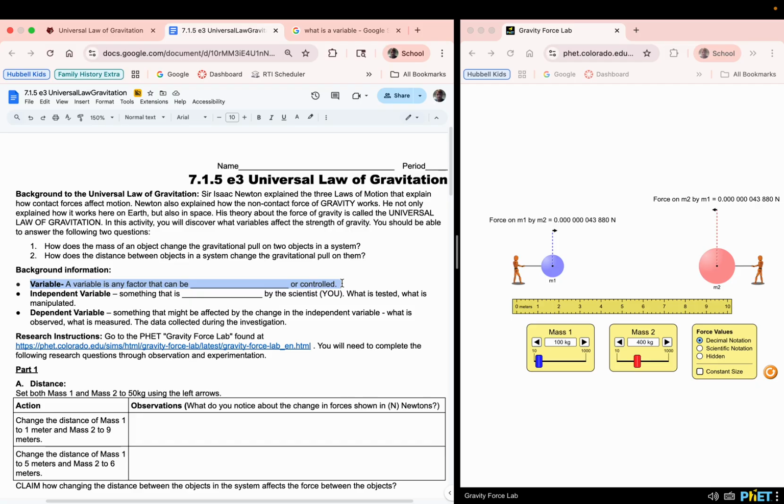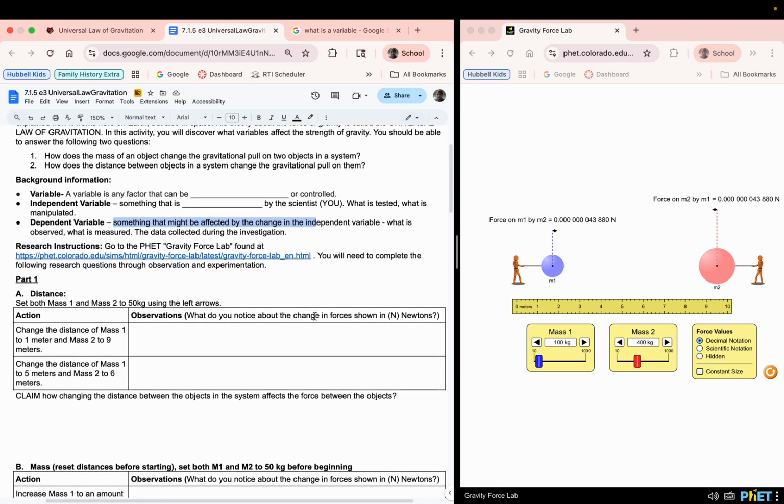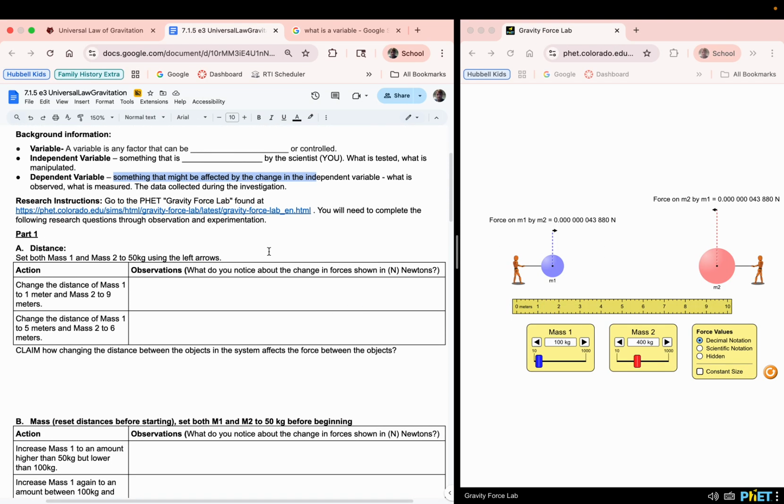A variable is any factor that can be measured or controlled. An independent variable, more specifically, is something that is manipulated by you, the scientist. And then, of course, a dependent variable is the one that we measure. In this situation, it's going to be gravitational force. So I opened up the simulator right here. This one right here is what you'll open up.